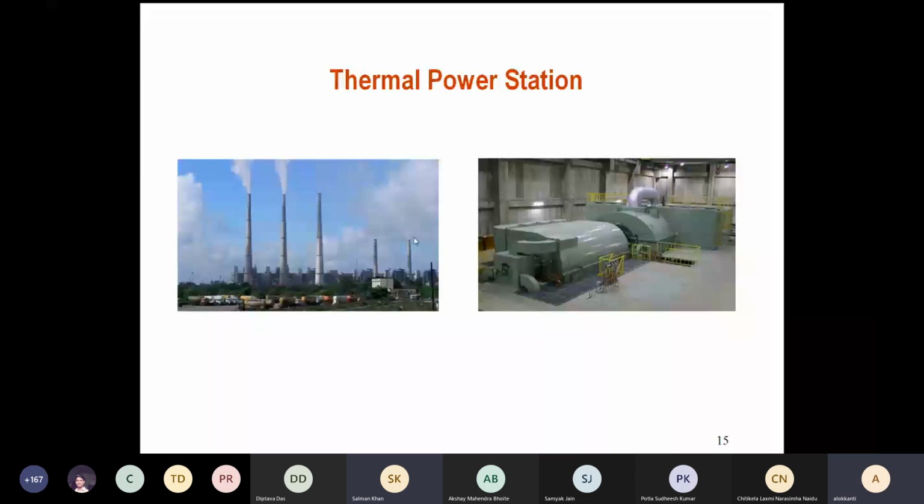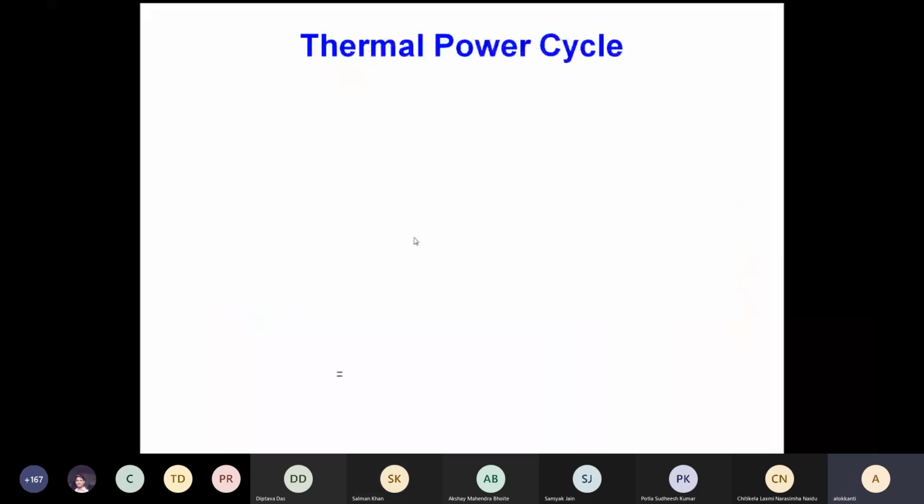Now I will describe in brief the thermal power cycle, what actually happens. In the thermal power cycle, it converts energy from fuel. A lot of energy is present in the fuel, whether it is coal, or if you go to the Middle East, there is a lot of oil, so they burn oil to generate power, or it is gas, natural gas. So burning this fuel and then boiling water, and then something else has to be done with that water. It produces electrical energy. So this is basically the cycle.